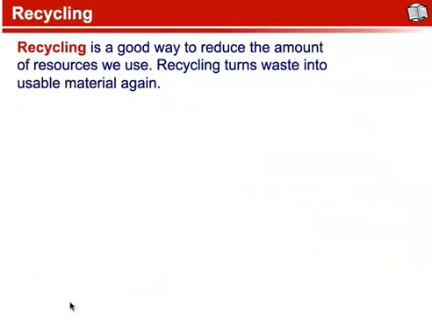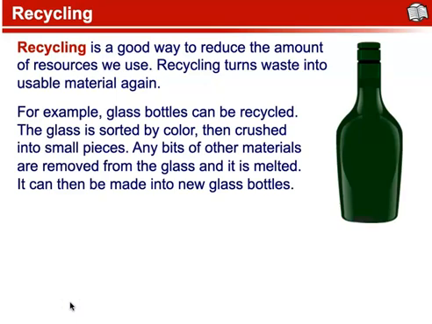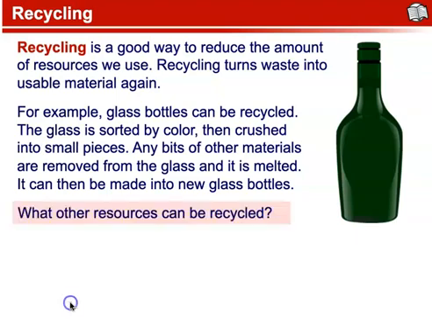Recycling. Recycling is a good way to reduce the amount of resources we use. Recycling turns waste into usable material again. For example, glass bottles can be recycled. The glass is sorted by color, then crushed into small pieces. Any bits of other materials are removed from the glass as it is melted. We then can use that material to make new glass bottles.